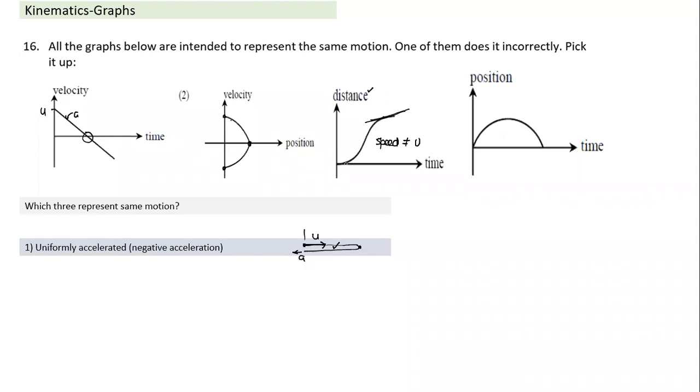The second thing to understand here is that at time t equal to 0, the speed is 0, which doesn't match with this. So this one doesn't match with the first one quite easily.